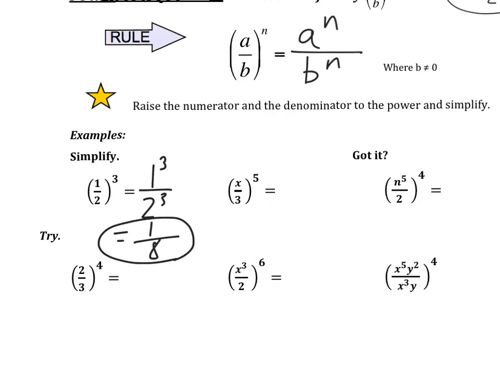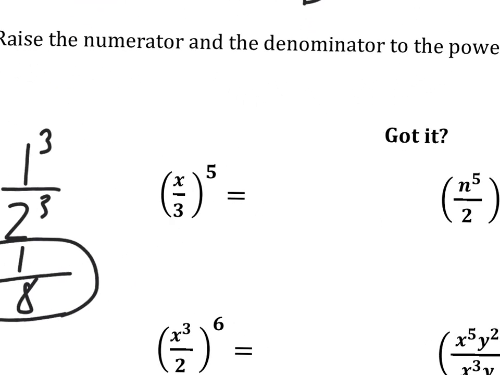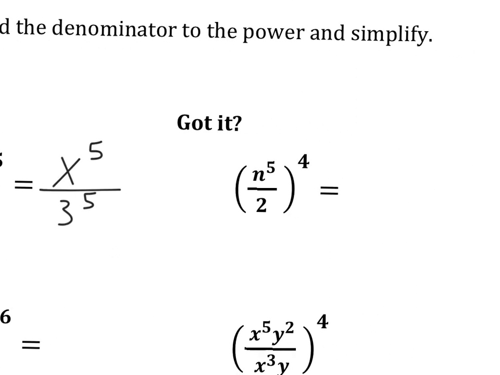Next, x over 3 raised to the 5th power. Again, I want you to think of this as the 5th power going to the x to the 1st, and the 5th power going to the 3 to the 1st. So the result is x to the 1 times 5, which is 5, and 3 to the 1 times 5, which is 5. So 3 to the 5th power. That's how we would do that. x to the 5th over 3 to the 5th.